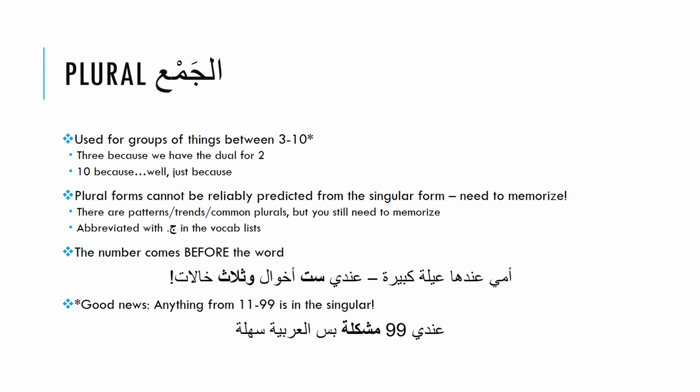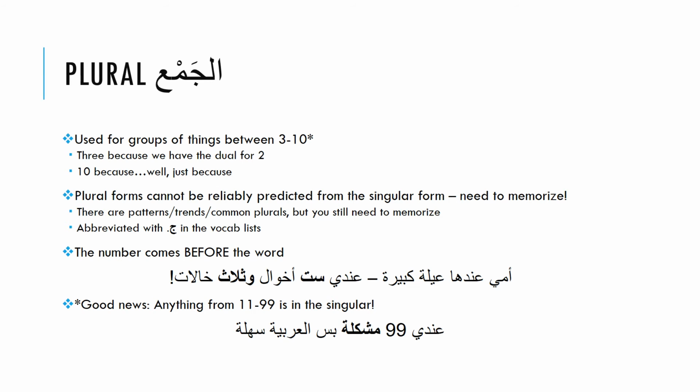Al-Jam'a, the plural, is used for groups of things between 3 and 10. Remember that it's between 3 and 10 and not 2 and 10 because we use the dual for when we have two of something. It only goes till 10 because who knows? That's just the rule in Arabic. This isn't incredibly important right now. It's just something you should be aware of.